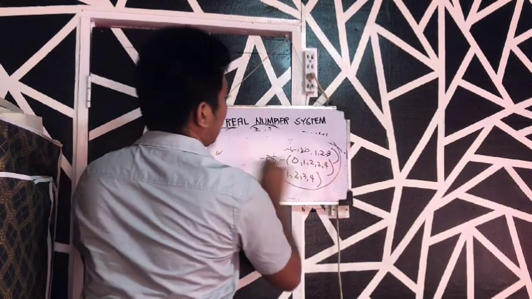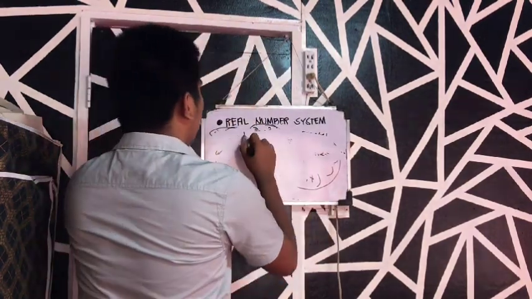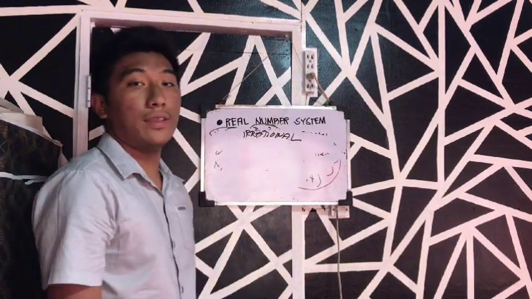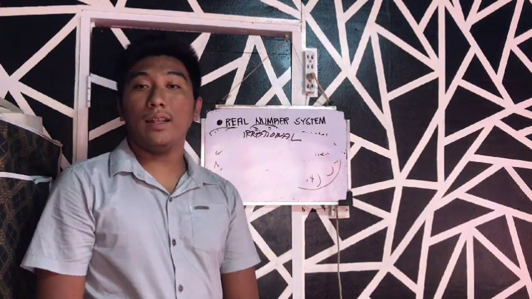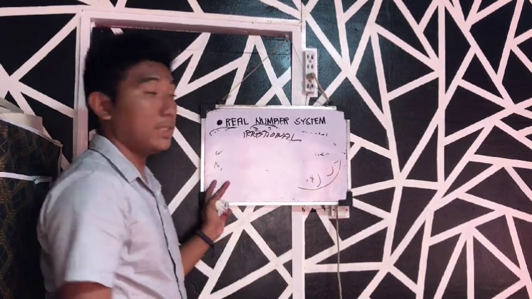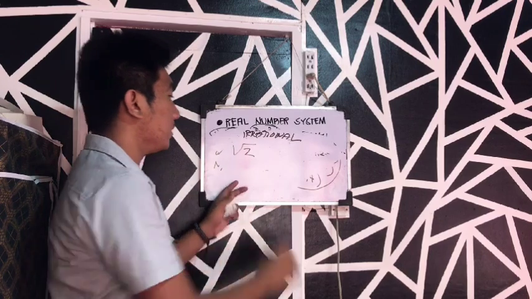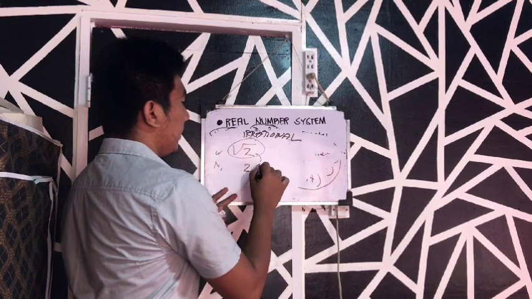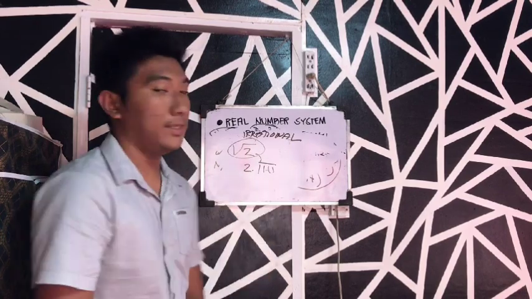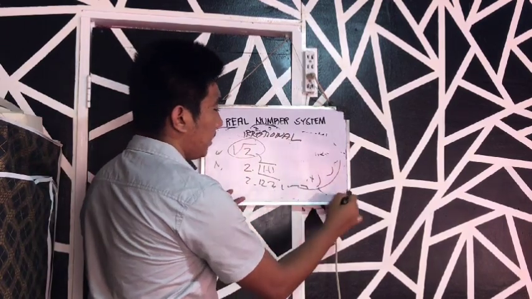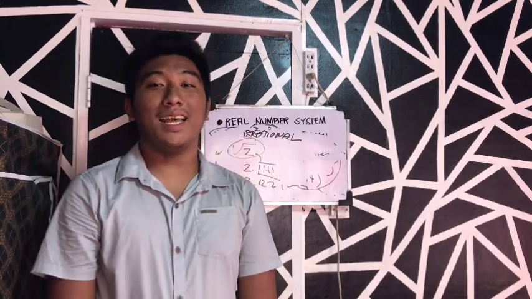Irrational numbers: any number that is not considered a rational number is what we call an irrational number. Examples of these numbers are the square root of 2. The square root of this number is non-terminating, for example like 2.111 or 2.123, with unending digits. That is what we call irrational numbers.